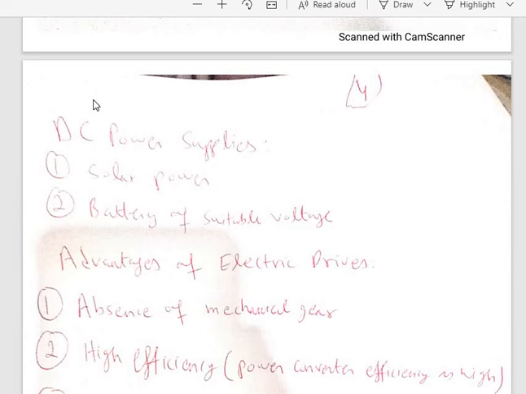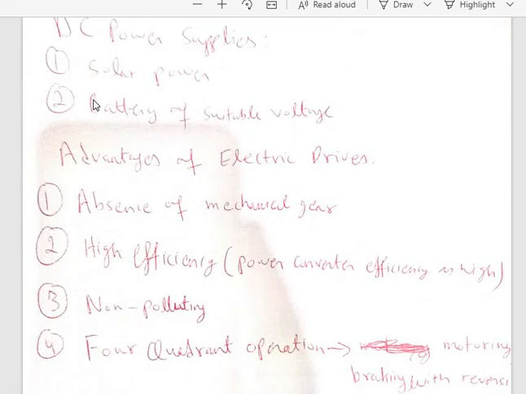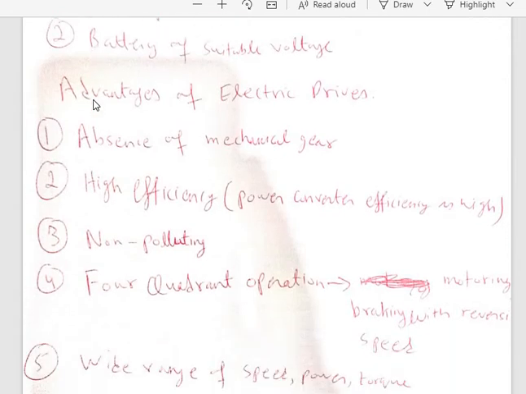Now, the second thing is that electric drives are quite efficient. Why? Because the power converters have higher efficiency. Since you are electronics students, you know why power converters have higher efficiency. The third advantage, which I already discussed, is that this is a non-polluting technology. The fourth thing is that we can get 4 quadrant operation.